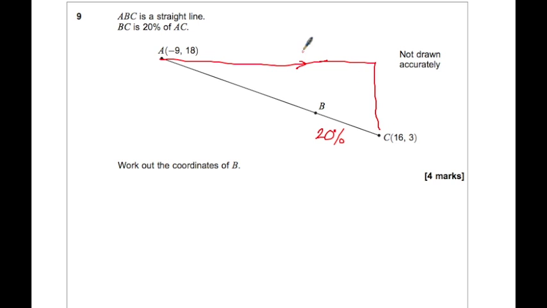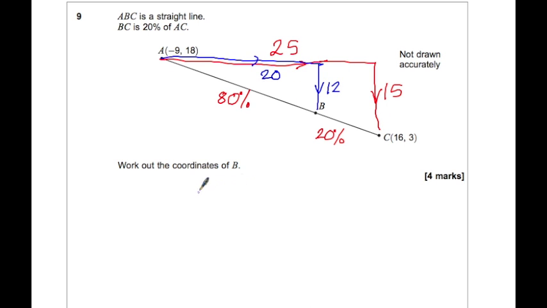we've had to go along from minus 9 to 16, so that's 25, and we've had to go down from 18 to 3, so we've had to go down by 15. So if we're going to B, that means we're going 80% of the way along. You could have done this the opposite way around and gone 20% all the way from B to C. So if we think about the x coordinates, we're going 80% along this 25. So I reckon that's going to be 20. And then in our y coordinates, we're going down 80% of 15, which is 12.